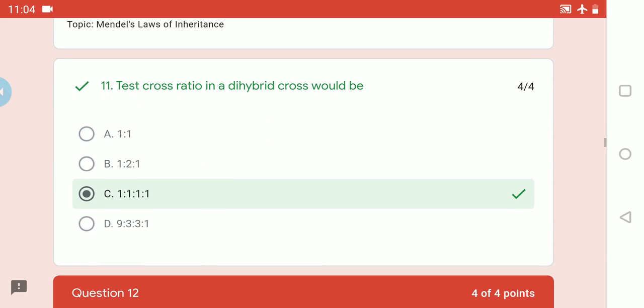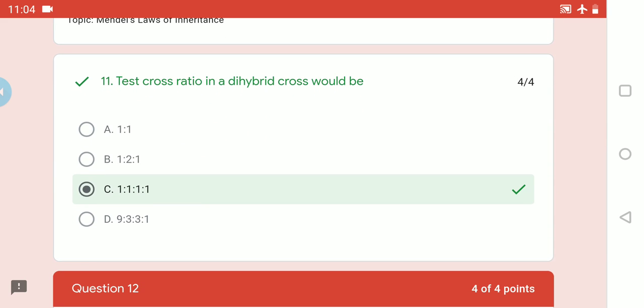The next question: the test cross ratio in case of a monohybrid is 1:1. Do you remember? But the test cross ratio in case of a dihybrid cross would be 1:1:1:1. So we will get that in case of the dihybrid. Do you remember? So please note down.